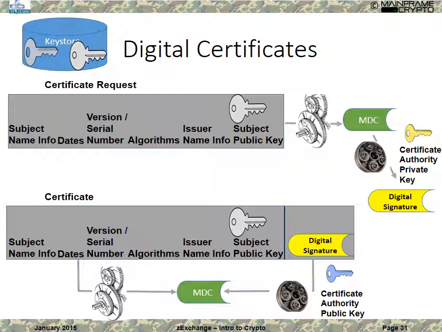I send the certificate request to a certificate authority. The first thing the certificate authority is going to do is some due diligence and validate. Is this really Greg Boyd's certificate request? Is this really Greg Boyd's public key?